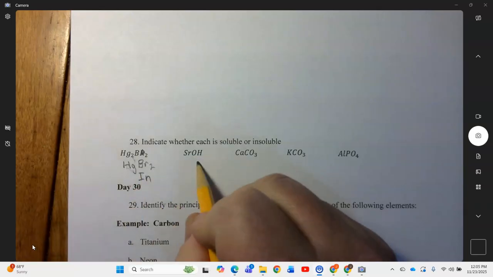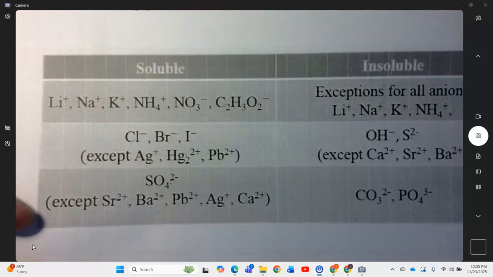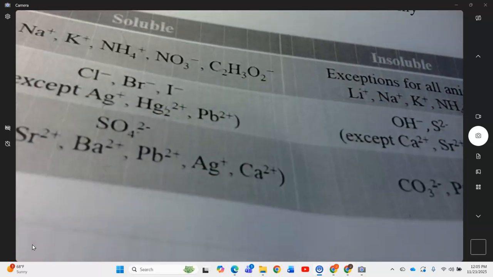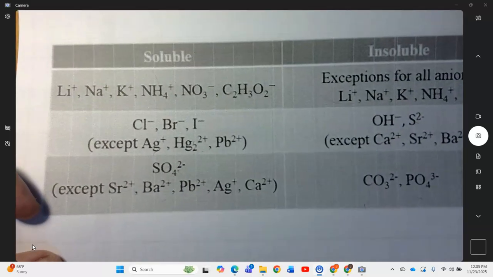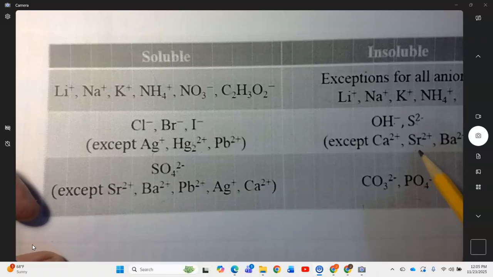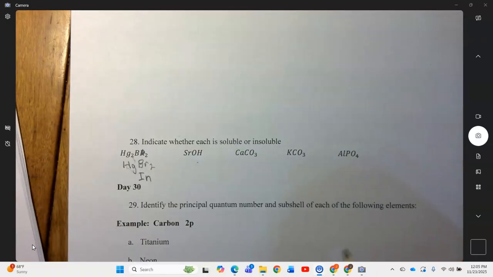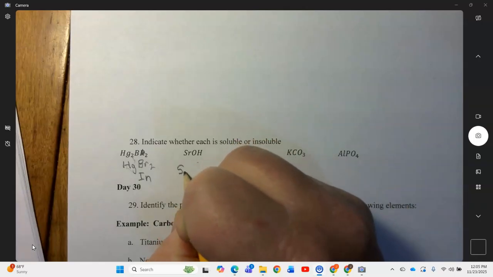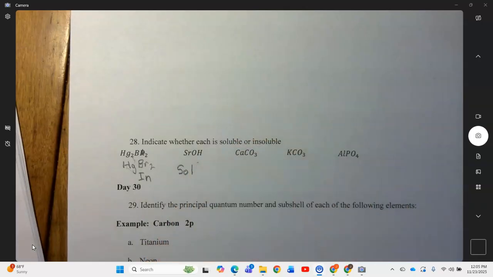Okay, strontium hydroxide. So hydroxide is insoluble with anything except these 3 and these 4, but strontium is one of these 3 down here, so that means these 2 are soluble together. Okay, so that's soluble, and you just have to write that like that. Okay, and you go ahead and do the other 3 based on that.